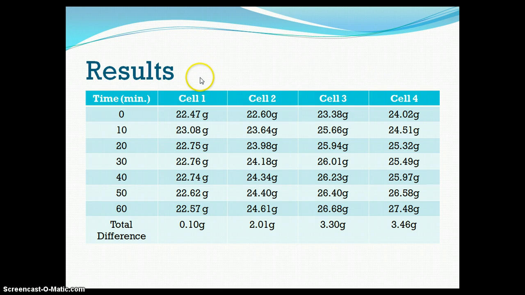Cell number 1 was our control, as you may recall, and we started off with 22.47 grams in total weight, and we ended with 22.57 grams of total weight, for a total difference of 0.1 gram. This means 0.1 gram of water diffused into the cell to try to reach equilibrium, which in a perfect world shouldn't have happened, because what was in the cell was water and what was outside of the cell was water. But again, this isn't a perfect world, so our results may be a little flawed.